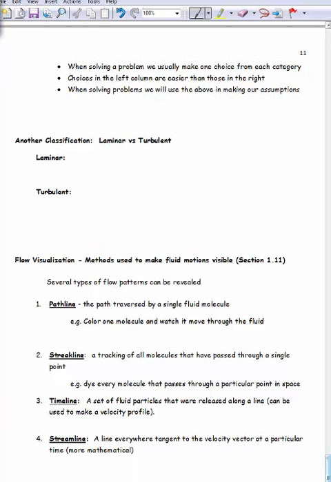Another classification that doesn't fall into those categories is laminar versus turbulent flow. We saw this once before, but laminar is the smooth kind of flow. If you followed a particle, it would be just going along nicely. Turbulent is the chaotic. So here's your particle. That's what a turbulent fluid particle is doing.